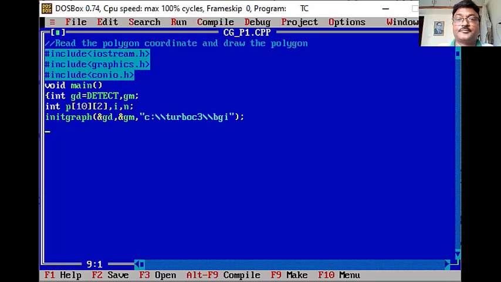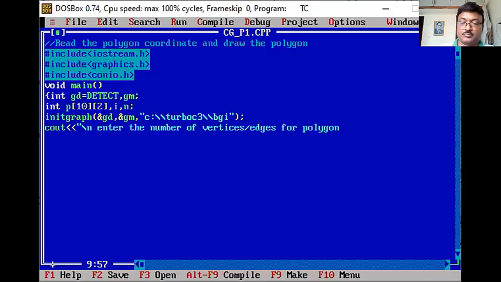Now start with your cout, meaning you need to enter how many edges. Cout, enter the number of vertices or edges for the polygon. Now cin, so the user can enter how many edges. That should not be less than 3; it must be equal to 3 or greater than 3. That value you have to store in n. This is the number of vertices. It may be a concave polygon or a convex polygon. Once the user enters the number of vertices, you can draw it.